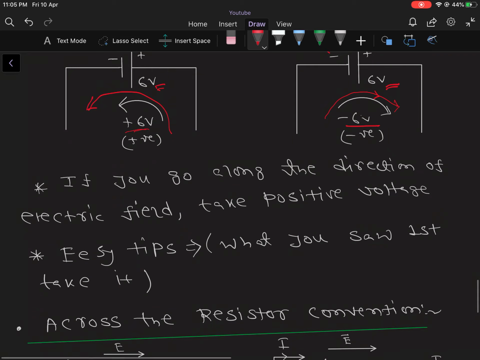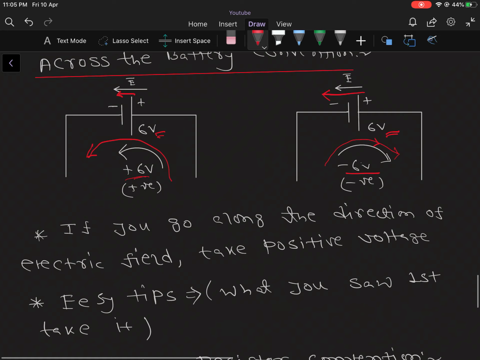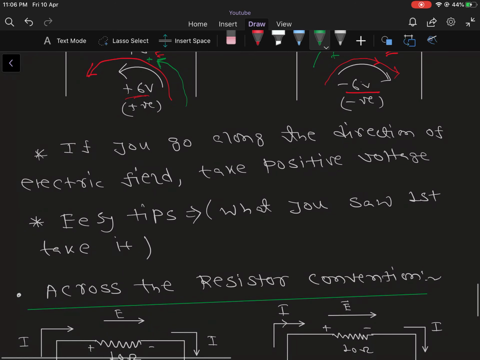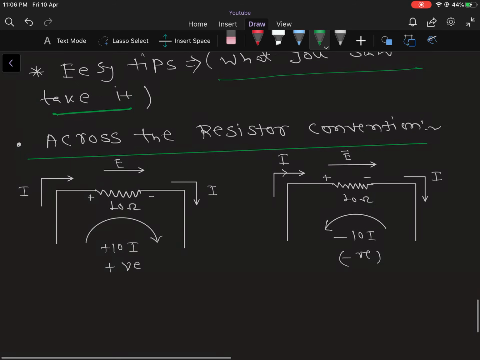So an easy tip is: what you saw first, take it. While you are moving in the loop, when you come near the battery, if you first see the positive side of the battery, then take it positive. If you see the negative side of the battery, take it negative. So that is an easy tip. What you saw first, take it.